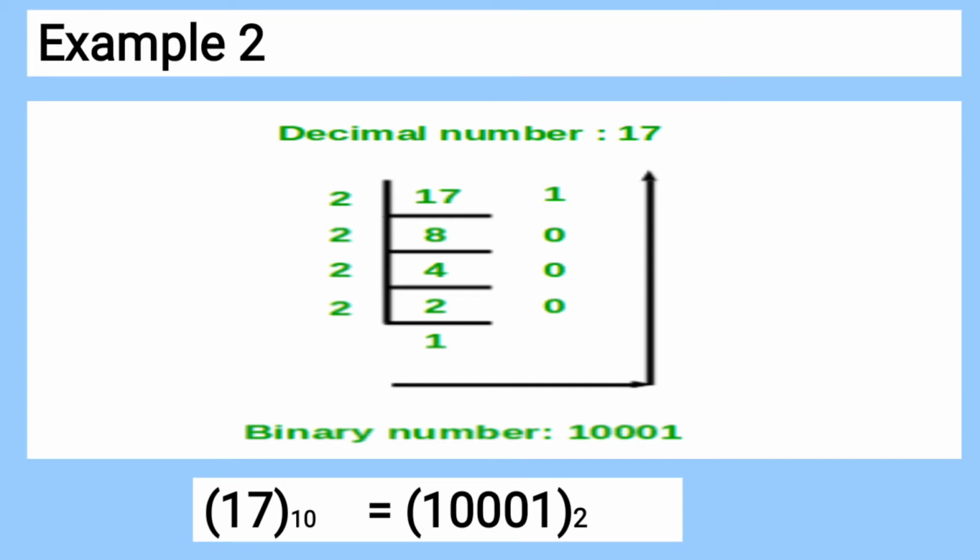The first number is 17. Divide by 2. 2 8s are 16 and the remainder is 1. Next, 2 4s are 8, the remainder is 0. Next, 2 2s are 4, remainder is 0. 2 1s are 2, remainder is 0.